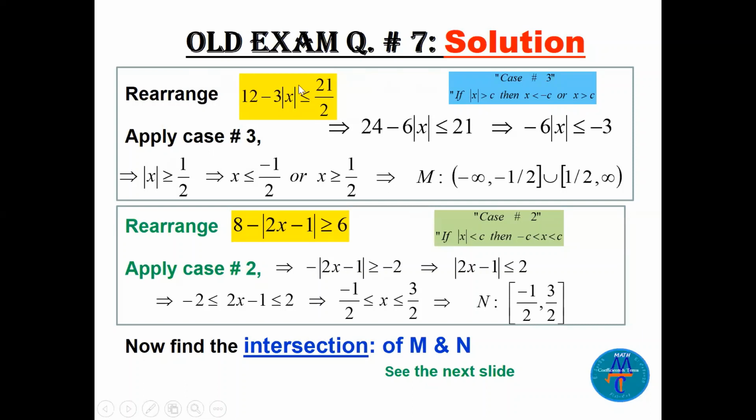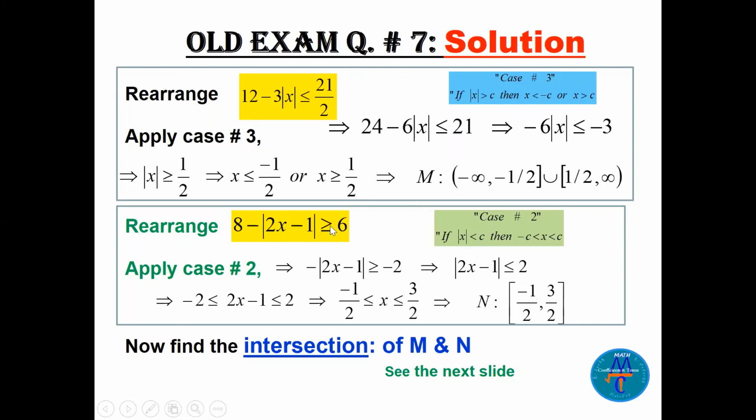Let's rearrange number 1. Multiply by 2, 6 here, 21, and then take 24 on the other side, divide by minus 6, so absolute value will be greater than, change the sign, greater than half. So look here, absolute value of x greater than or equal to half. Case number 3. So x will be less than minus half or x greater than or equal to half. That's the solution here. This is m.